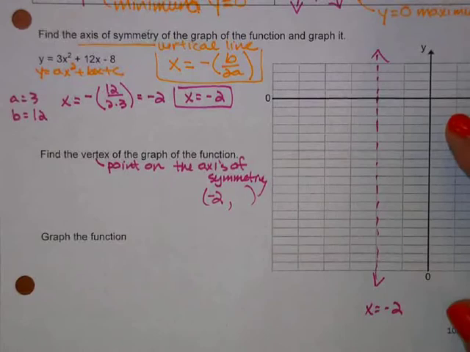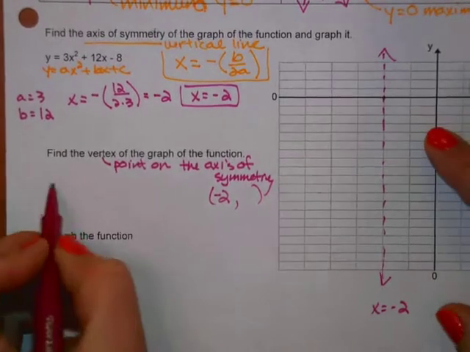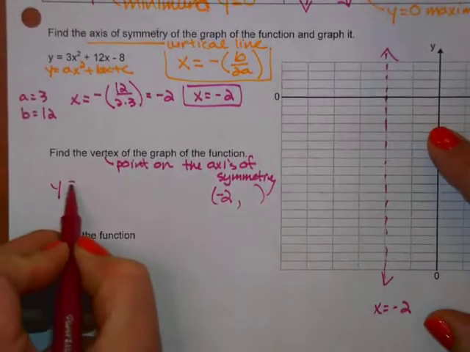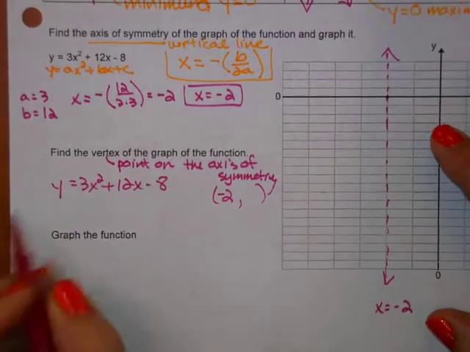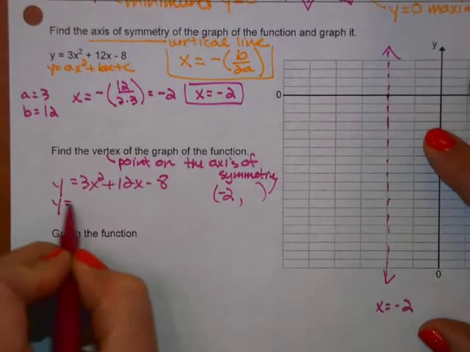Just like you're making a table. This is your x-coordinate, so you're going to plug it into the function. Y equals 3x squared plus 12x minus 8. I'm just writing the function over. Now I'm going to plug in negative 2.